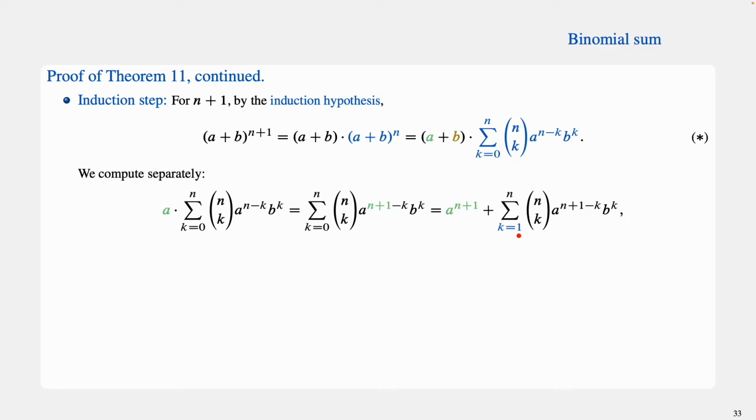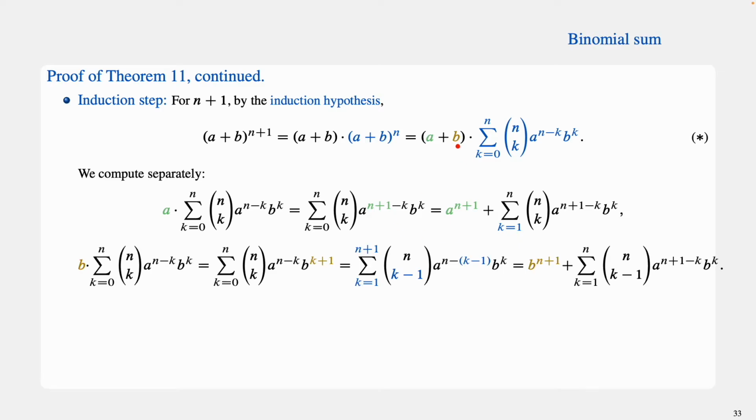Now I look at the expression when I multiply with b. So I take b times this expression here. And what happens here? I move the b into the sum, and then the exponent for b is raised by 1 because I have an additional factor b in every summand. Now I do the index shift. Here I have an expression depending on k plus 1, and I transform it into an expression depending on k by shifting the index k upwards in the summation.